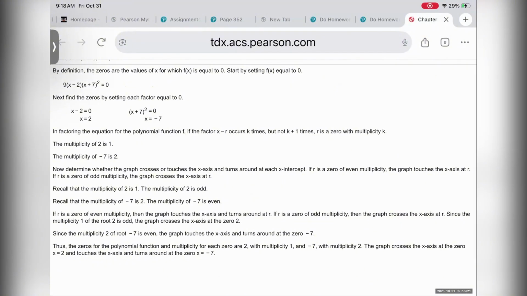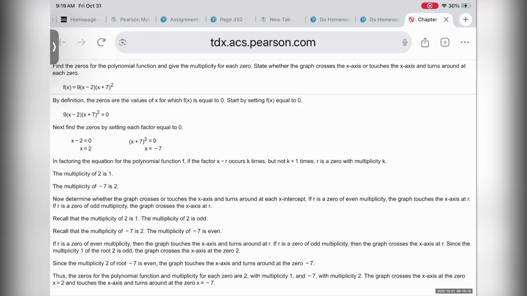It looks like it wants you to do it separately. So now determine whether the graph crosses or touches the x-axis and turns around at each x-intercept. If r is 0 or even multiplicity, the graph touches the x-axis. If r is 0 or odd multiplicity, the graph crosses the x-axis.